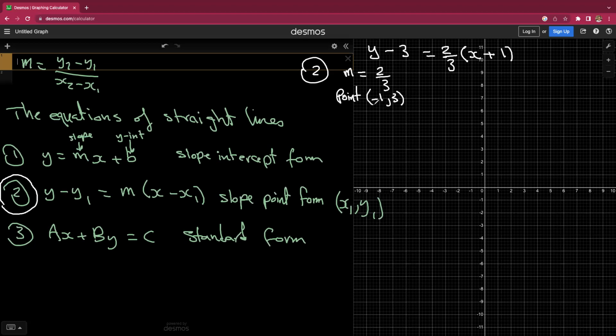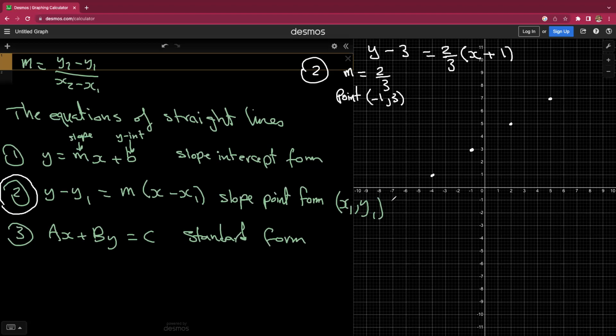Now you take this point, plot it. So it's -1 and 3 right there. After that, you do your slope from this point. So you go up 2/3, up 2 over 3. Or also you could go down 2 over 3 to this side, down 2 over 3.